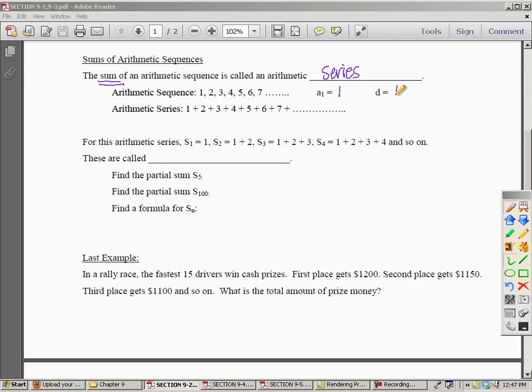Okay, so the sum of the first term, well, you don't really have a sum, it's just the first term, just term number 1. This has the sum of 2 terms, so you add up the first and the second term. 1 plus 2 gives you 3. The sum of the 3 terms adds up 1, 2, and 3. The sum of the 4th terms adds up terms 1, 2, 3, and 4.